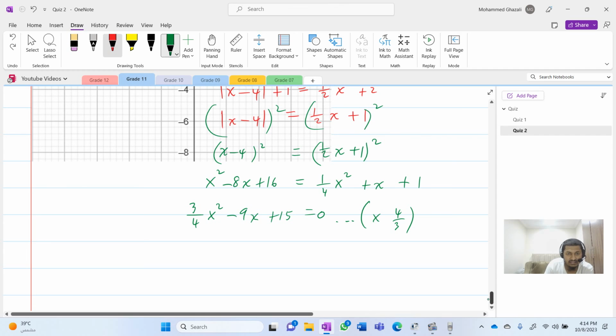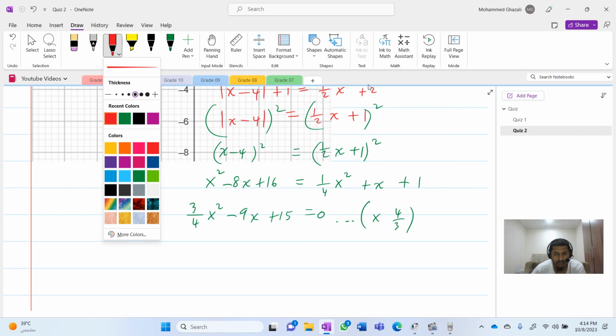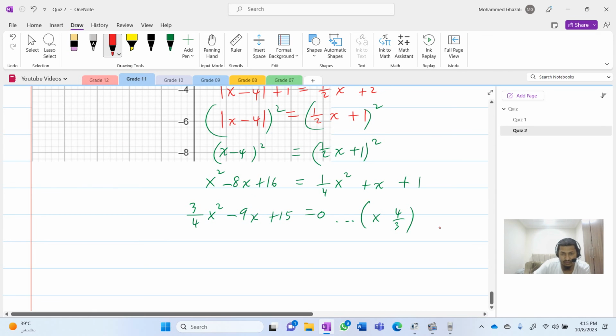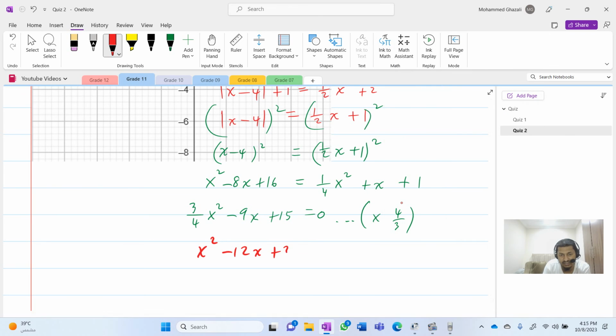So multiplying this equation by 4 over 3. 3 quarter times 4 over 3 is 1 because it's a reciprocal. So x squared minus 9 times 4 over 3, you should get minus 12x. We can check: negative 9 times 4 over 3, we should get negative 12. And 15 times 4 over 3, the last one, we should get plus 20 is equal to 0.